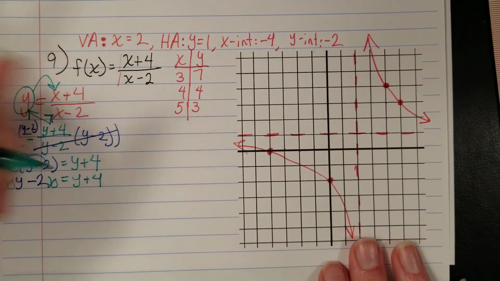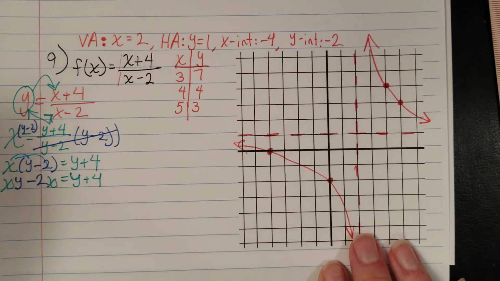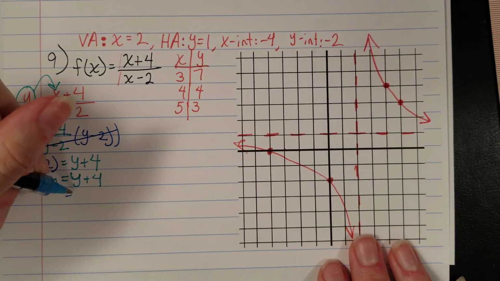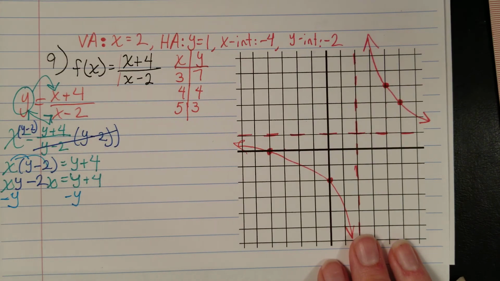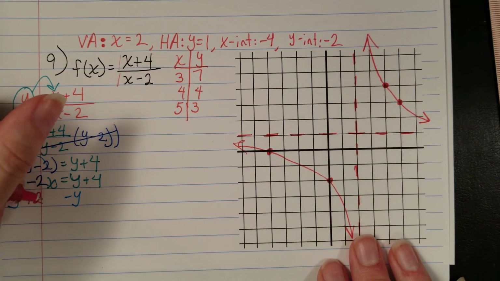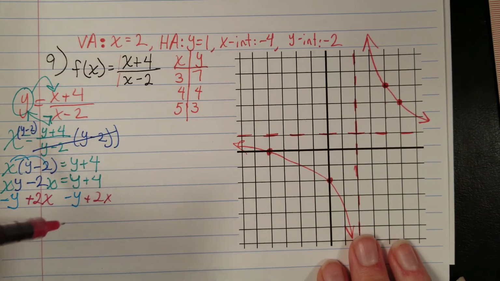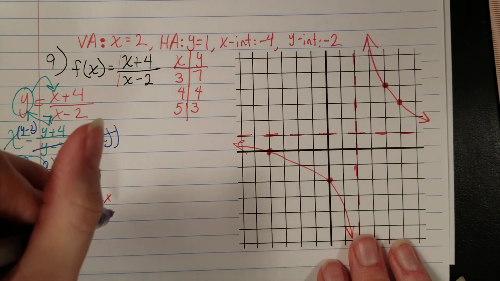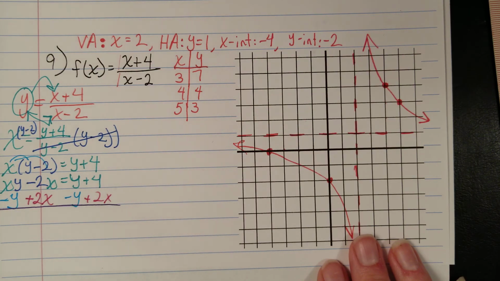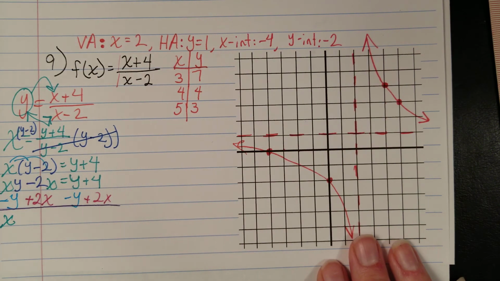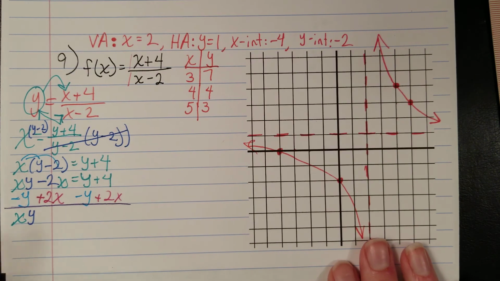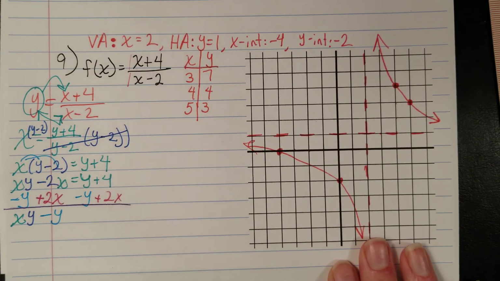equals y plus 4. So I am trying to solve for y, so I need to get all the y's on one side and then everything else on the other side. So I'm going to subtract y from both sides, and I'm also going to add 2x to both sides. All right. So then I'm going to have xy minus y equals 2x plus 4.